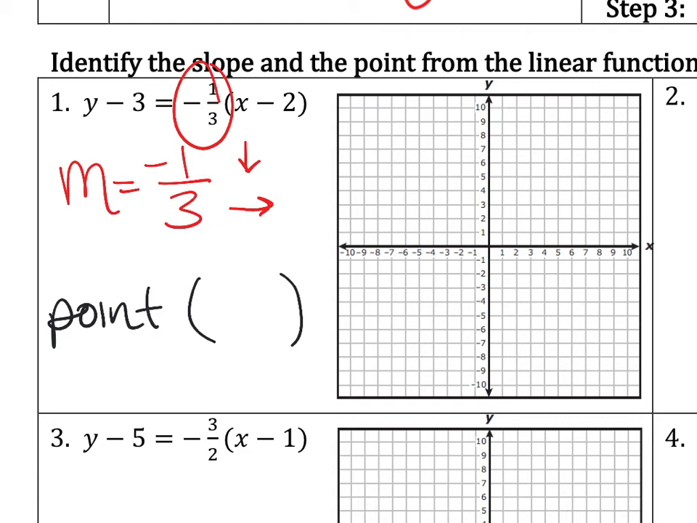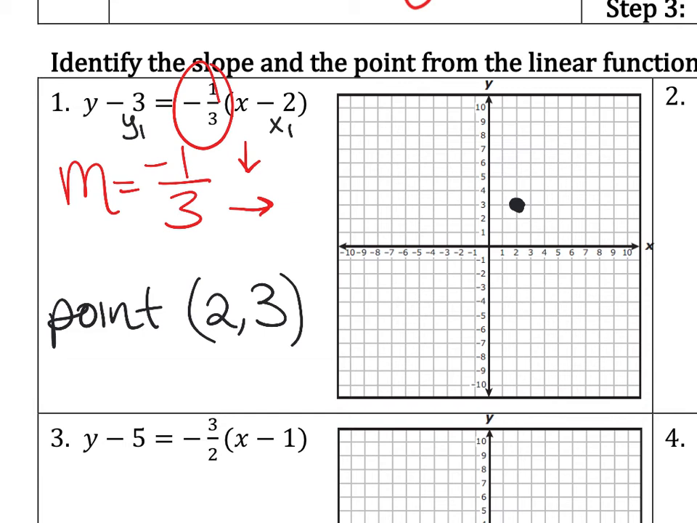Negative 2, negative 3. Oh, remember, this is an x and a y. Specifically, the x and the y here. So it should be 2, comma, 3. The opposite of what you see. You see negative 2, negative 3. So you tell me 2, 3. So what I do is I use that coordinate point of 2, comma 3. I plot the coordinate point that they gave me, 2, comma 3.